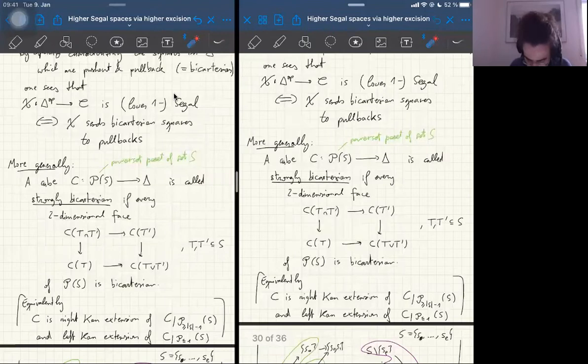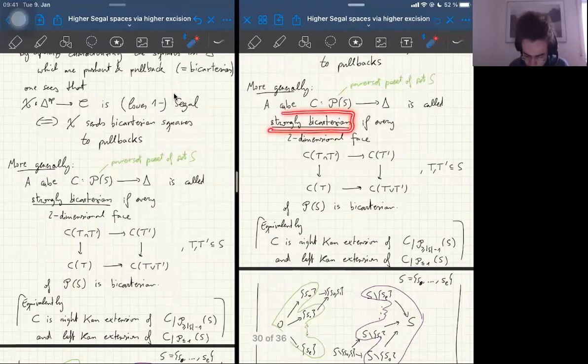So to do this more generally, if I have a cube in the simplex category, a cube I think of as a map from the power set poset of some set S. So this is the power set of S with its inclusion relation. And if I have a poset as a functor into delta, then this is a cube. And such a cube is called strongly bicartesian if every two-dimensional face, which can be written like this, but you should really just think a two-dimensional face, is bicartesian. So it's both a push-out and a pullback.